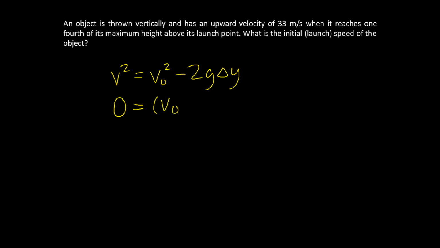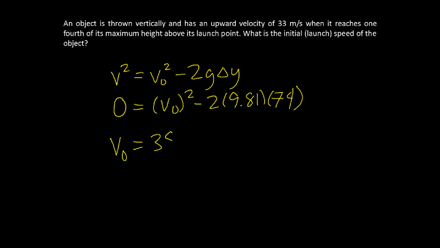So v naught squared minus 2 times 9.81 times what we solved earlier, that's 74 meters. And then isolating v naught in this case should result in the answer of 38 meters per second.